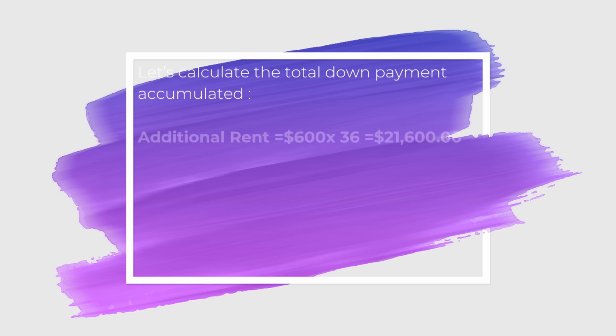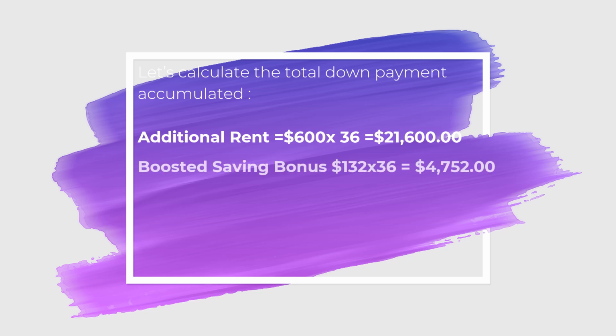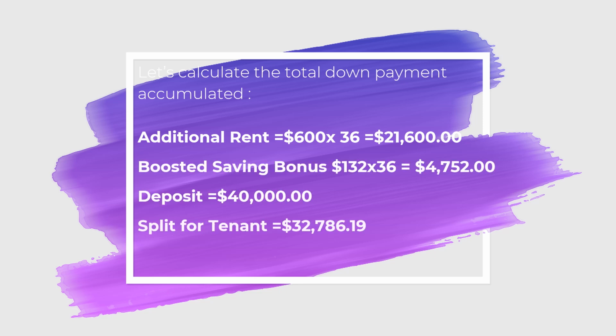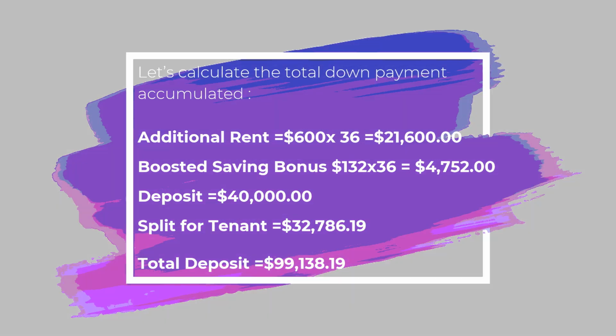So if the tenant buyer was paying $600 a month, they will accumulate $21,600 plus the bonus of $4,752. And so the total accumulated deposit will be $99,138.19. There's no other plan where the tenant buyer will be credited so much money, and this will definitely help them qualify for a mortgage. Let's look at the profit for the investor.